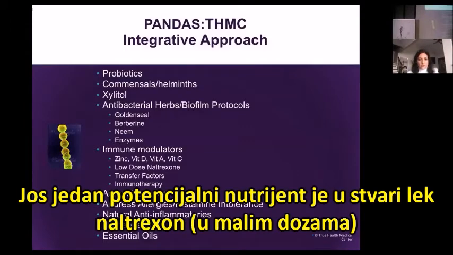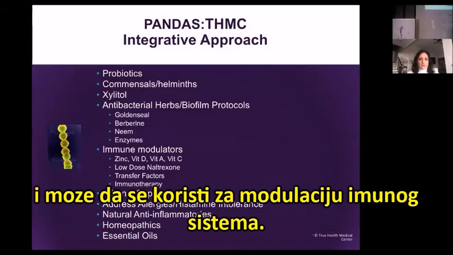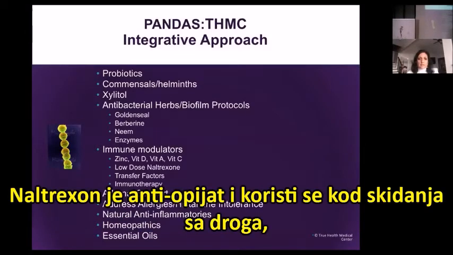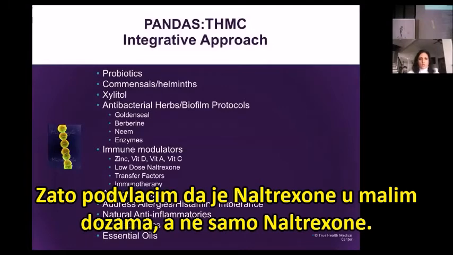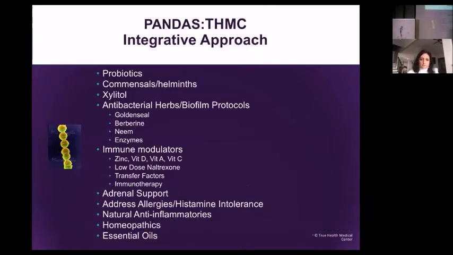Another potential nutrient, or actually medication, that we can use to modulate the immune system is called low-dose naltrexone. Now, naltrexone is an anti-opiate, and it's used for drug withdrawal. However, in low doses, it can be used for immune modulation. So that's why we call it low-dose naltrexone, not just naltrexone.